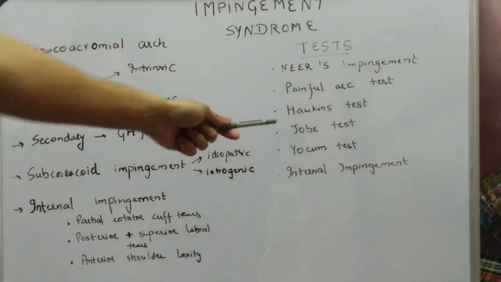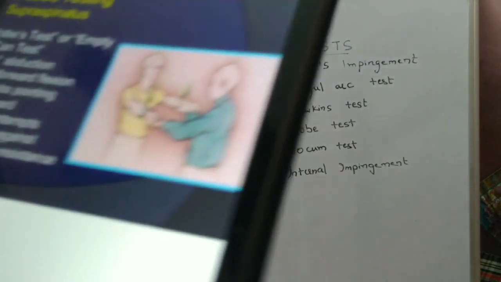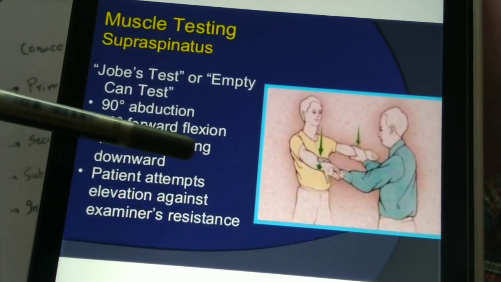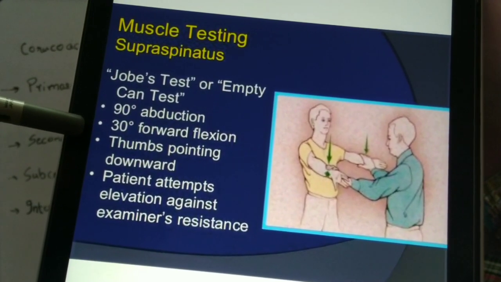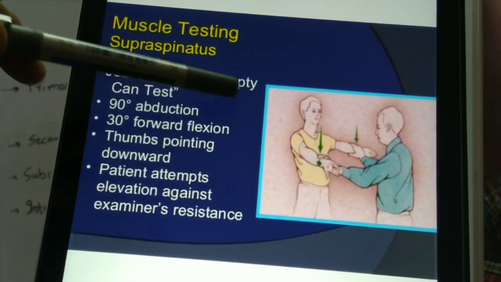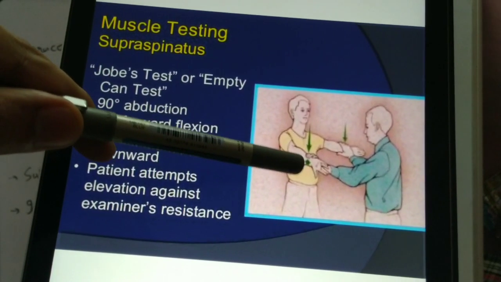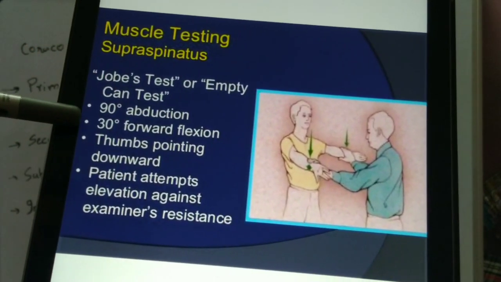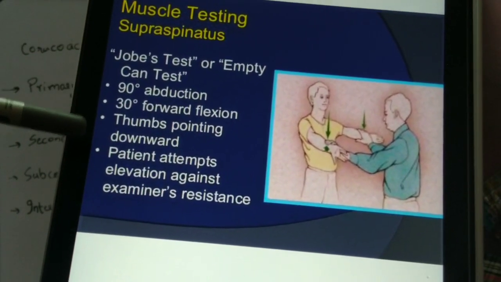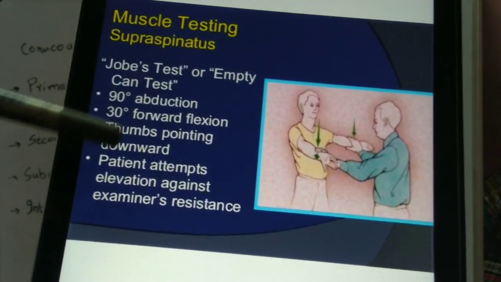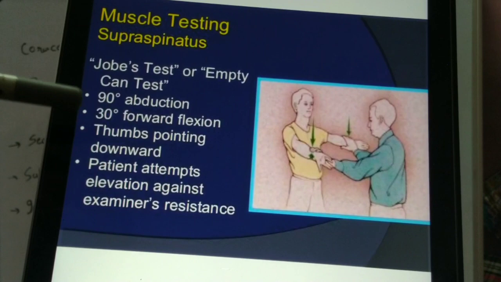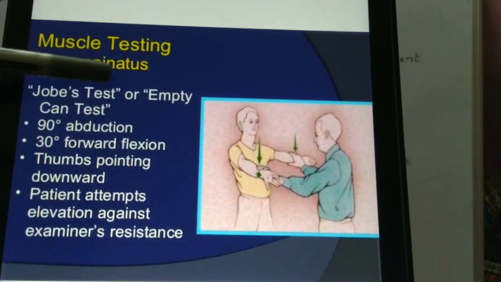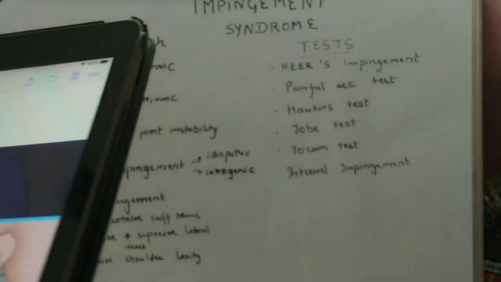Third test, the Jobe test, is the supraspinatus muscle testing test. It is the empty can test. We ask the patient, at 90 degrees of abduction and 30 degrees of forward flexion, to keep the thumb pointing downwards like we are emptying the can. So the forearm is in pronation, and at the shoulder we have 90 degrees of abduction and 30 degrees of forward flexion. We tell the patient to elevate against resistance. In this test the patient will experience pain if the patient has any pathology of the supraspinatus tendon or muscle.